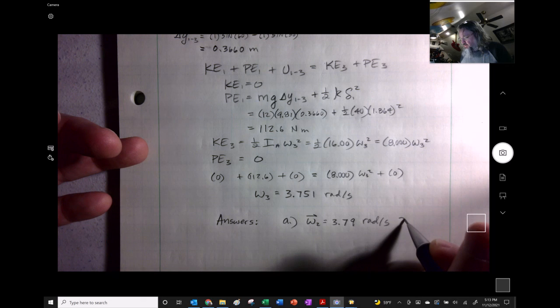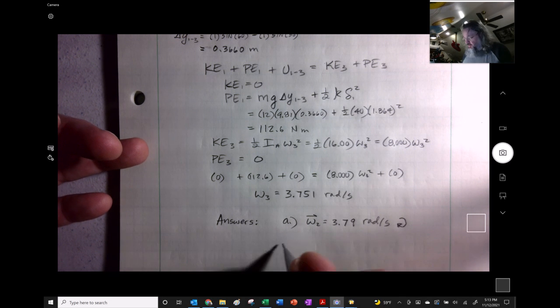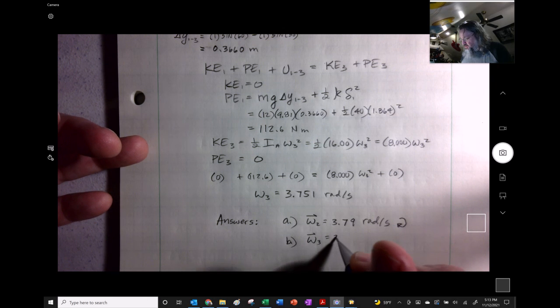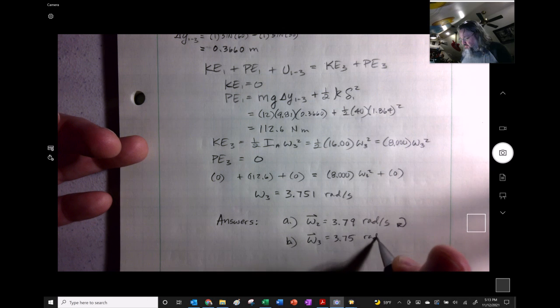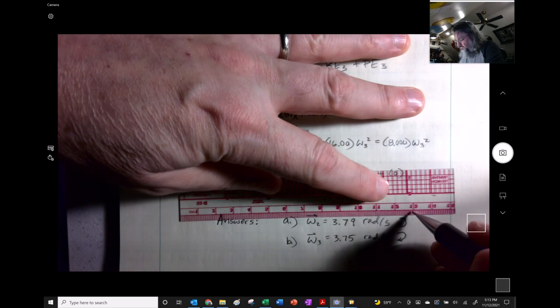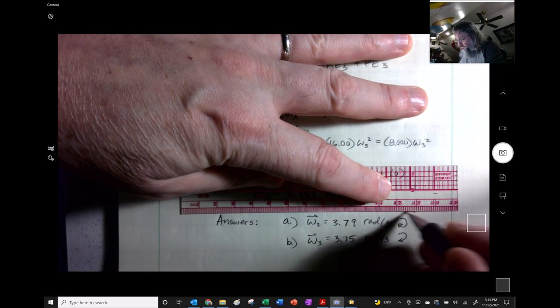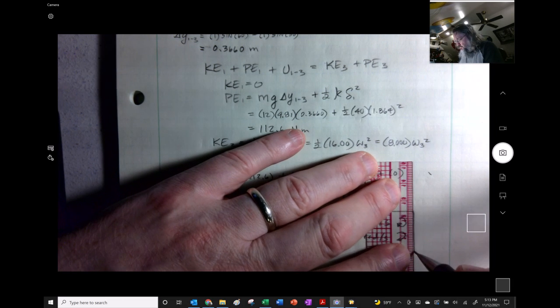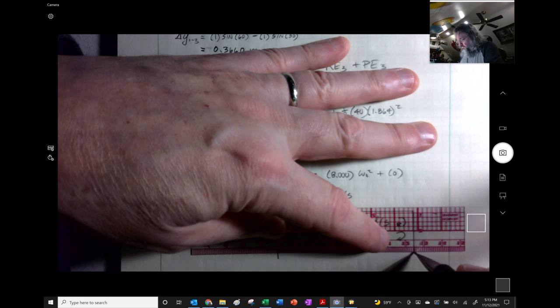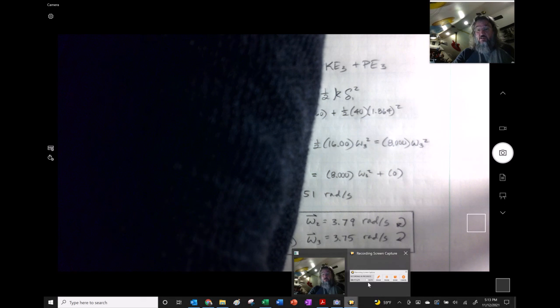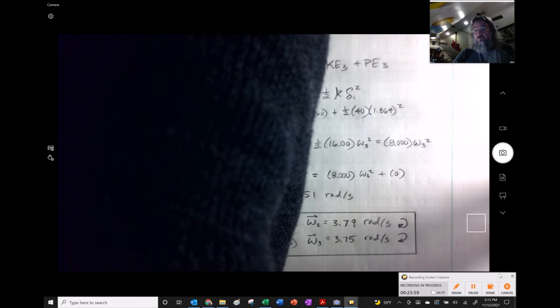And might as well make this a vector. And we're saying it's going clockwise, so omega 3 is 3.75 radians per second. There you go. All right. Another one down the hatch here. 24 minutes.